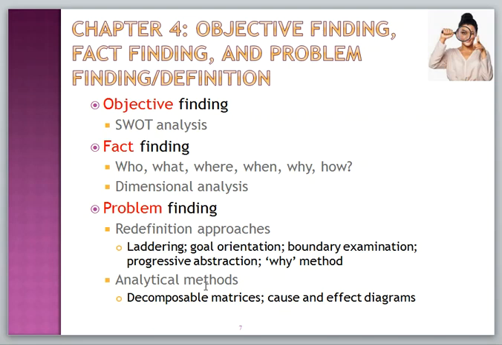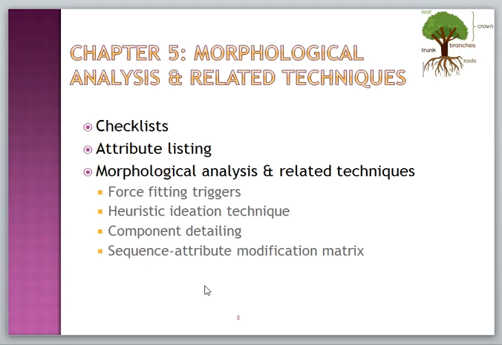That was chapter 4. Chapter 5 is about morphological analysis and related techniques. In morphological analysis, we will have checklists and attribute listing. It's for whenever our problem needs a list of items to be checked in order to be comprehensive, covering this problem. And the same with attributes.